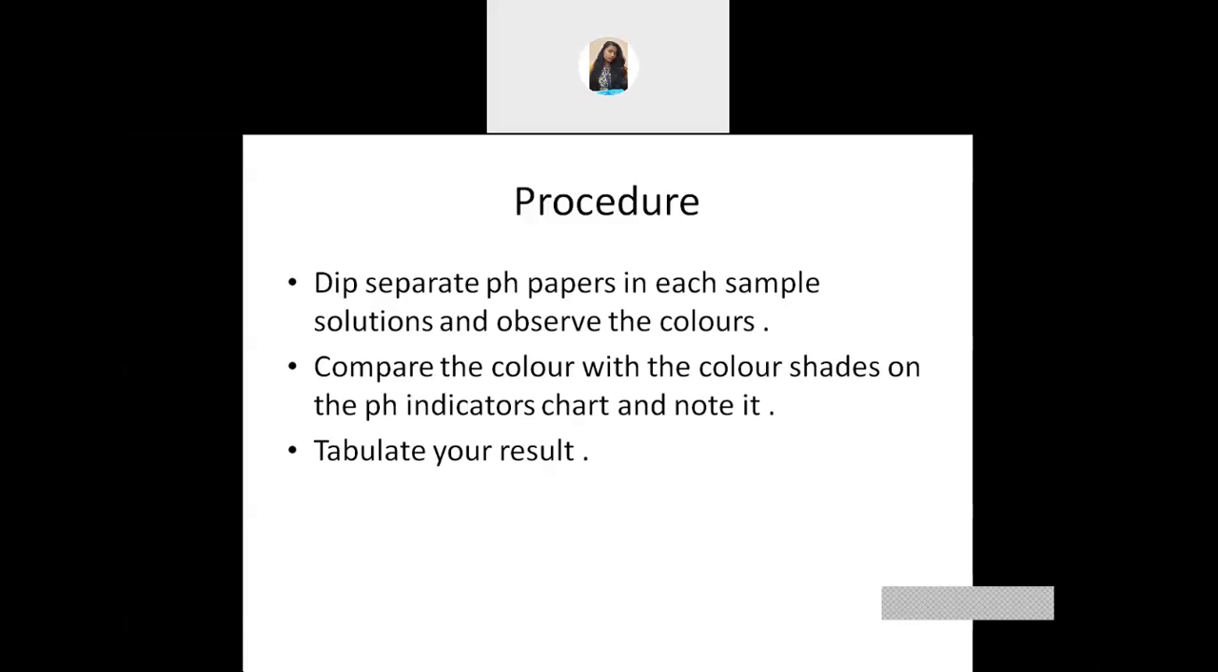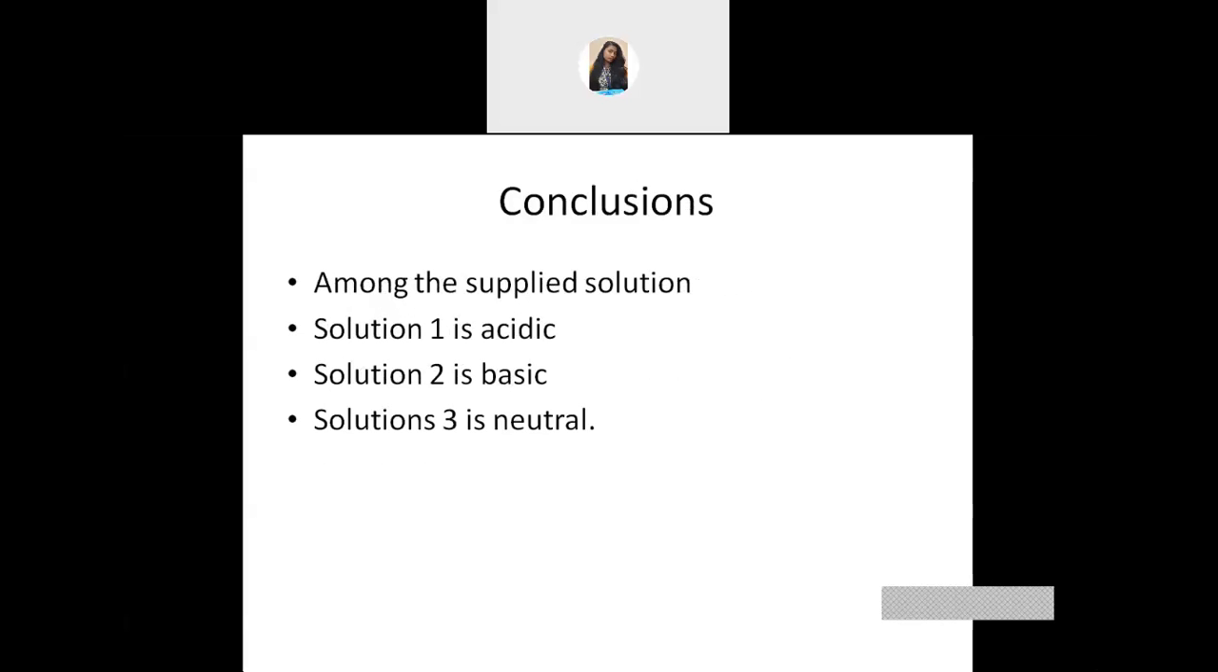And you have to write a conclusion. You have to write that among the supplied solutions, solution 1 is an acidic solution. This is for example. You may find solutions 1 and 2 as acidic, solutions 2, 4 and 5 as basic, solutions 5, 6 and 7 as neutral. So you have to write like that. Okay, got it?